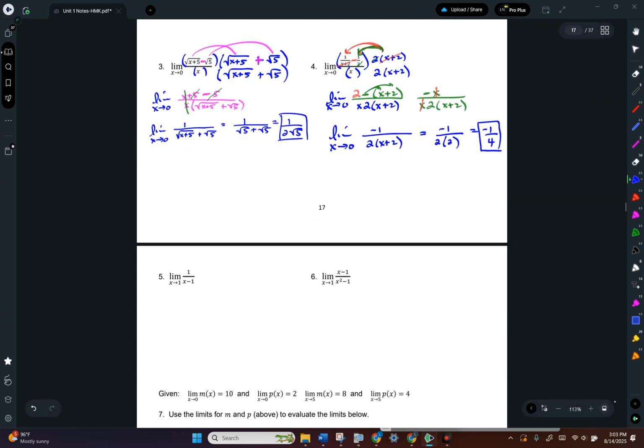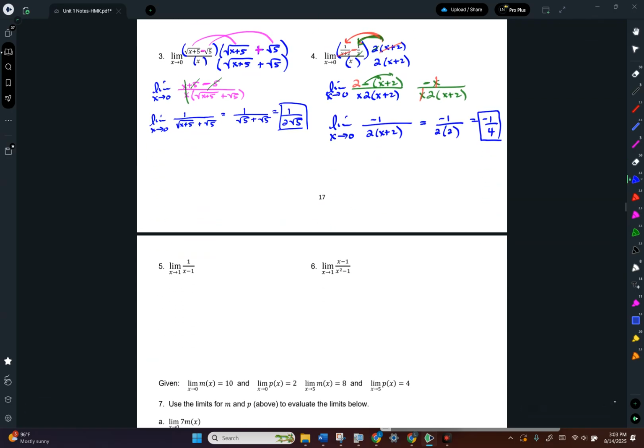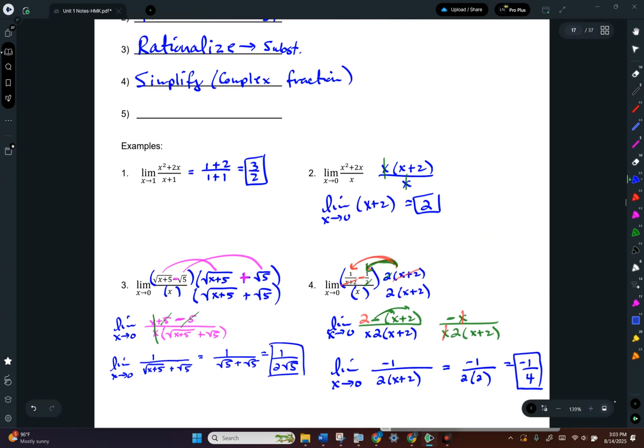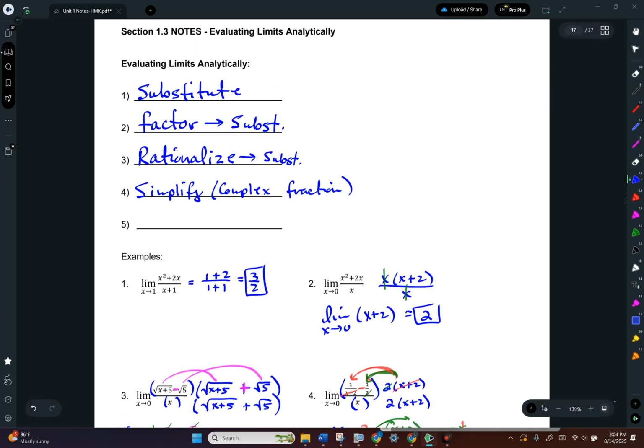Okay, but look at number 5. So I start by trying to put in a 1, right? So I'm going to have 1 over 0. Can't do it. But this is not something I can factor. There's no square roots. I can't rationalize. It's not a complex fraction. There's nothing I can do to this 1 over x minus 1. So the last case scenario is if none of those things work, then you look at the graph.